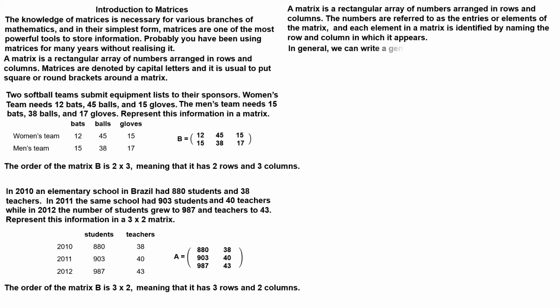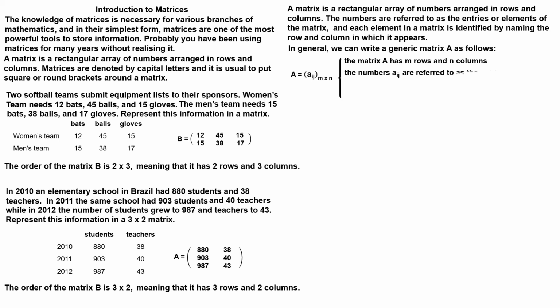In general, we can write a generic matrix A as follows. Matrix A equals Aij, m by n. By convention, rows are listed first and columns second. So, following the convention, the first subscript refers to the row number and the second subscript to the column number. The matrix A has m rows and n columns. The numbers Aij are referred to as the entries or elements of the matrix. Aij refers to the element in row i and column j. Let's see how it works.